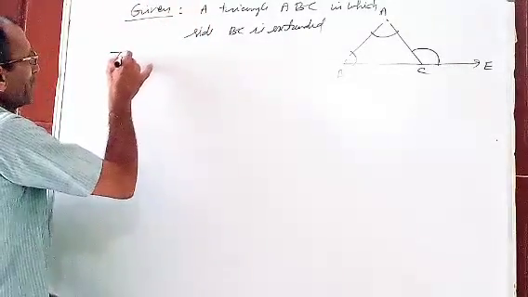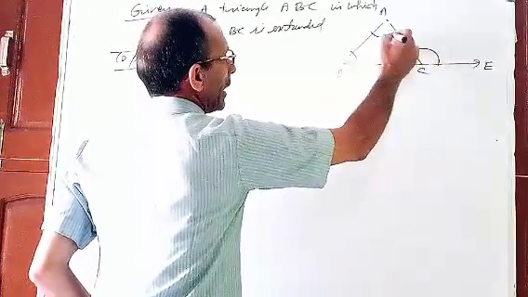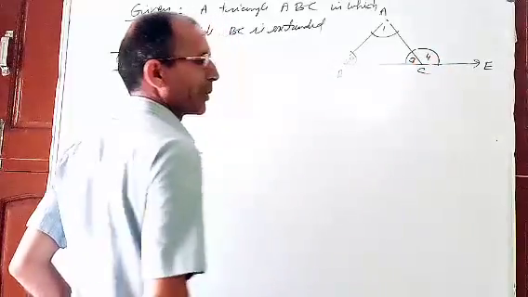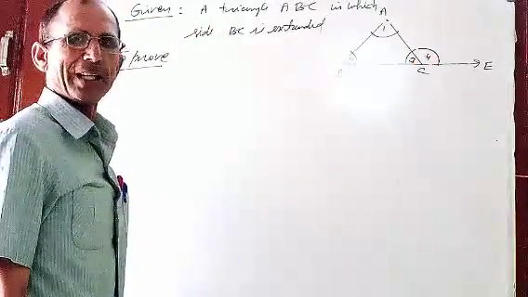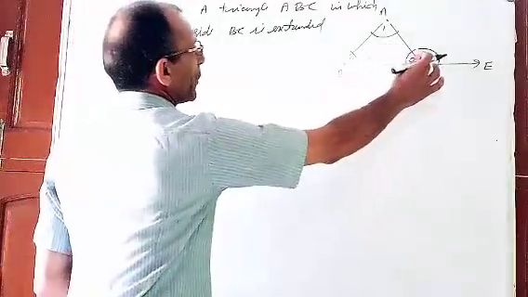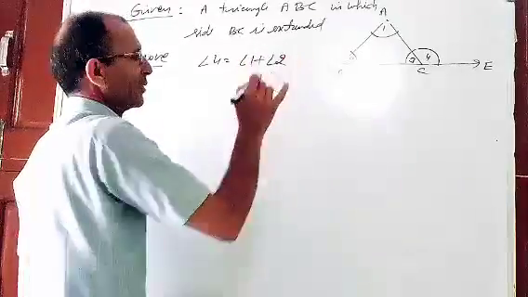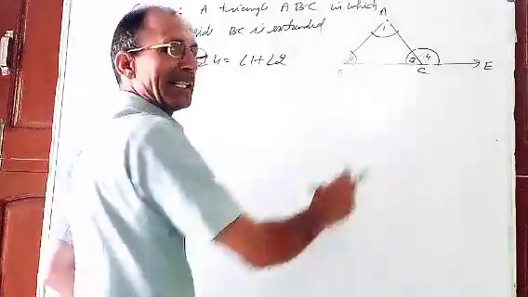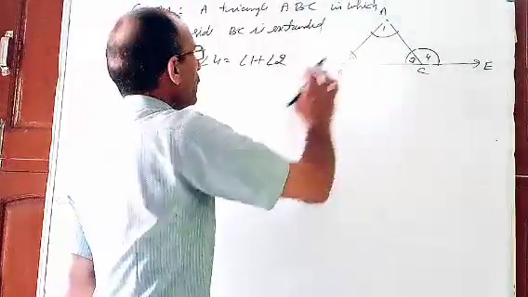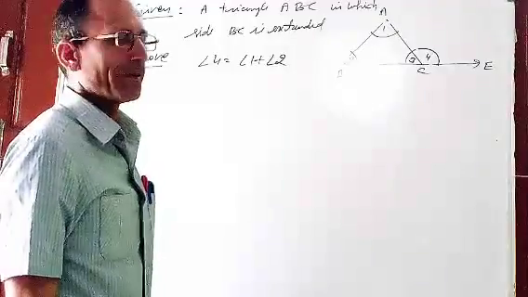To prove, you can give names angle 1, 2, and this is 3, and this is 4. Give names. This will be simple and you will understand easily. Now, what we have to prove? We have to prove angle 4 is equal to angle 1 plus angle 2. Yes or no? Because exterior angle I have named 4 and interior angles 1 and 2. Any doubt, any confusion? Okay, very good.